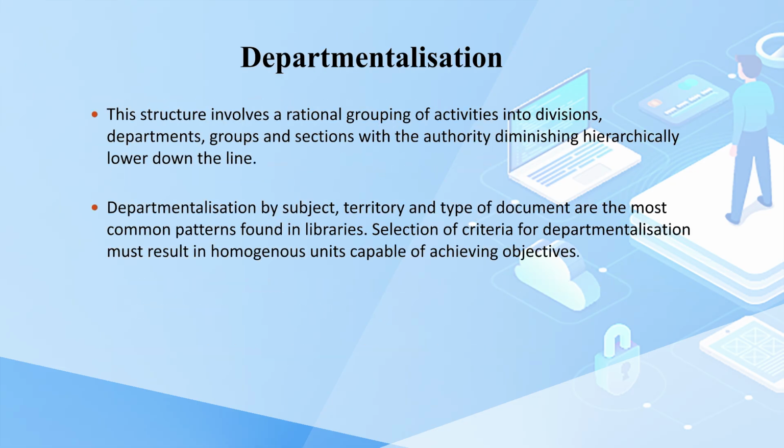This structure involves a rational grouping of activities into divisions, departments, groups, and sections, with the authority diminishing in hierarchy lower down over time. And departmentalization by subject, territory, and type of documents are the most common patterns found in libraries. Selection of a criteria for departmentalization must result in homogeneous unity and be capable of achieving objectives.